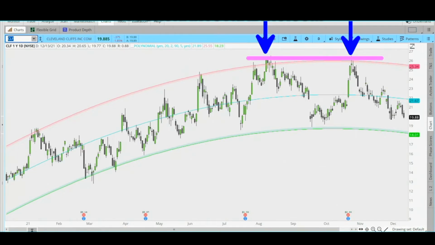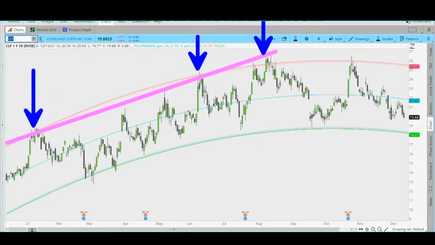This is common with a double top. The polynomial also shows you the uptrending resistance. Resistance is also key if you're going to take profits. Now I know what you're asking. Well, how do you find the support levels?